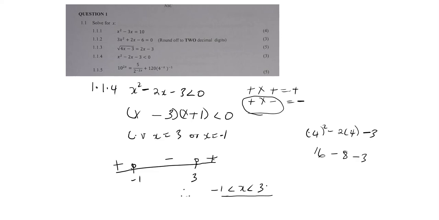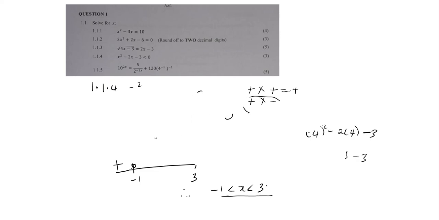So now we are quickly rushing to 1.1.5. Let's quickly look at 1.1.5. We have to erase this so that we get enough space. Sorry. 1.1.5, we had something of this nature.